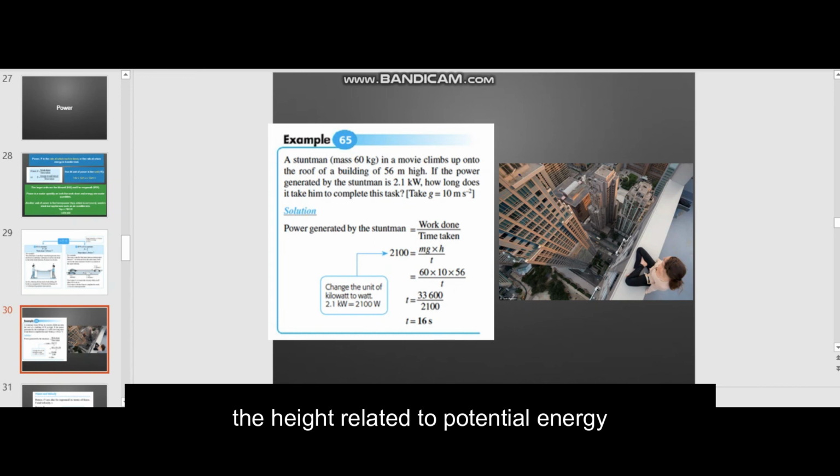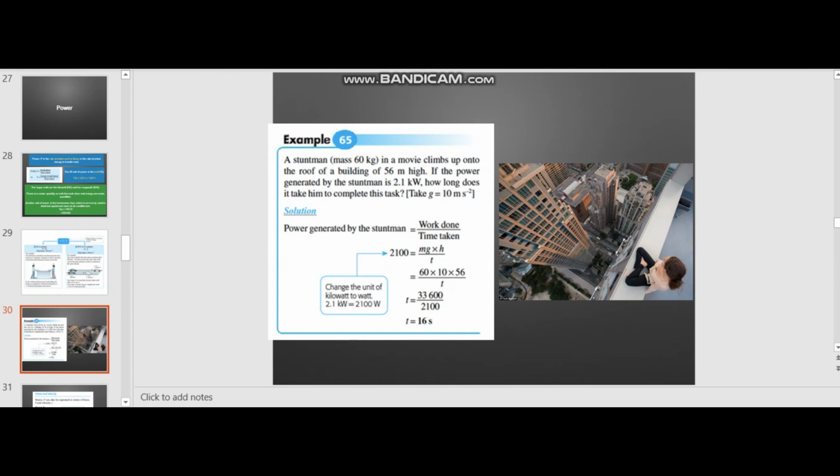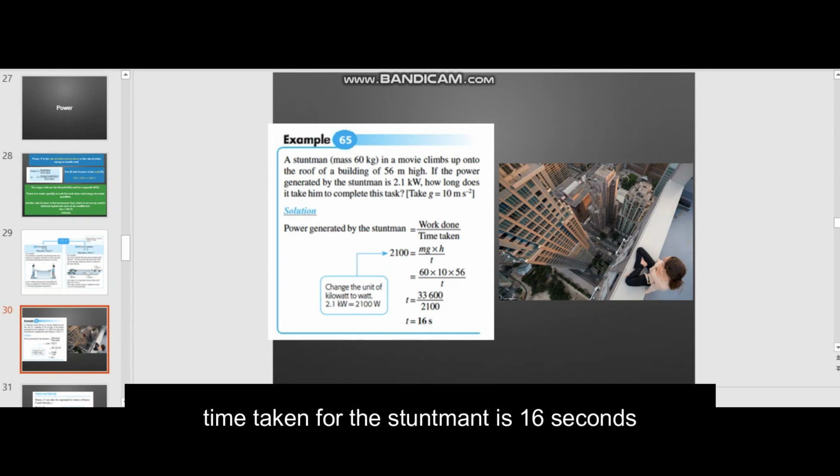So the height refers to the potential energy over the time taken. For this question, it asks the time taken for the stuntman to complete the task. So by the formula, the unknown that we need to find is t, the time taken. So 60 kg times 10, the gravitational acceleration, times 56 meter height over t, equal to 2100 watt. So the answer is t equal to 16 seconds.